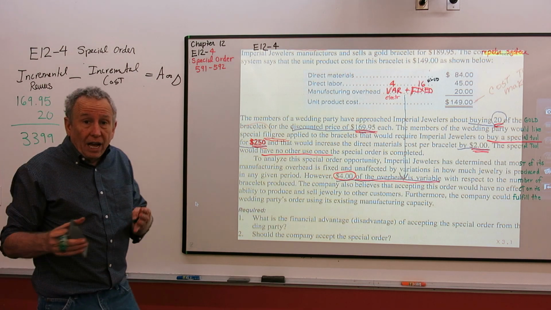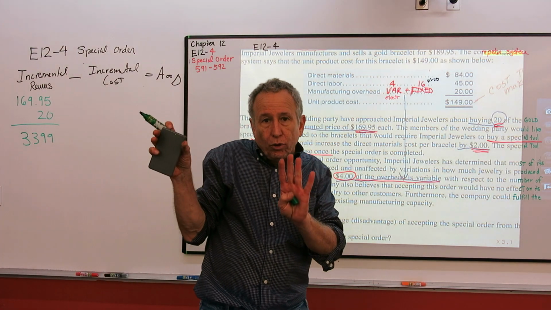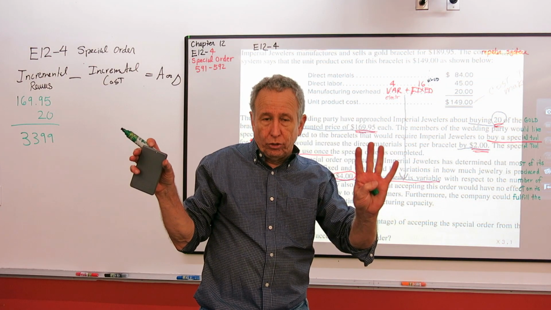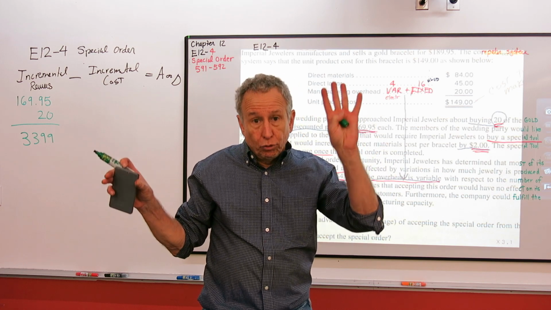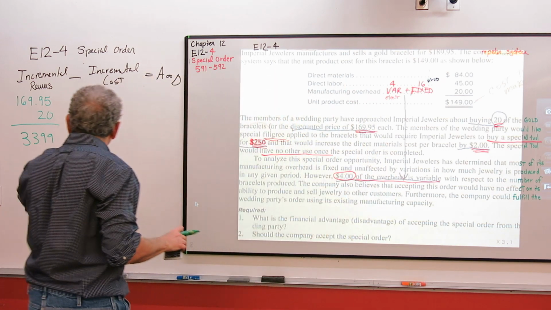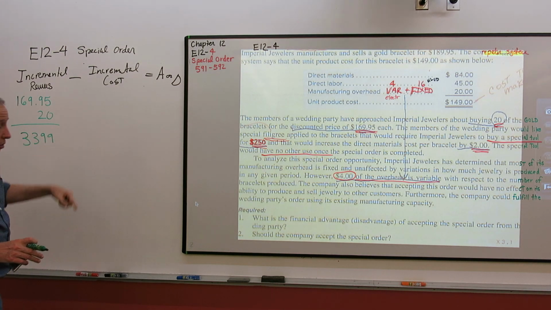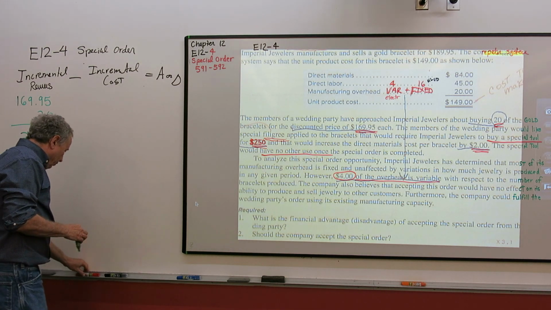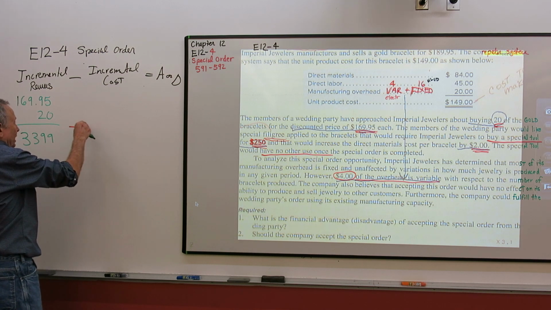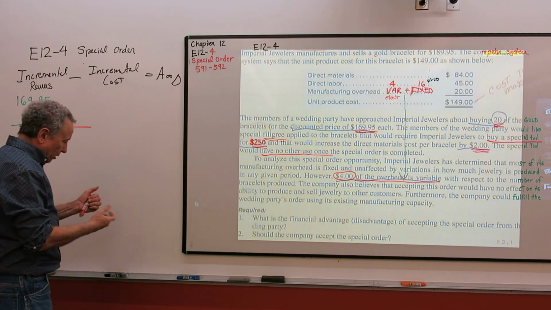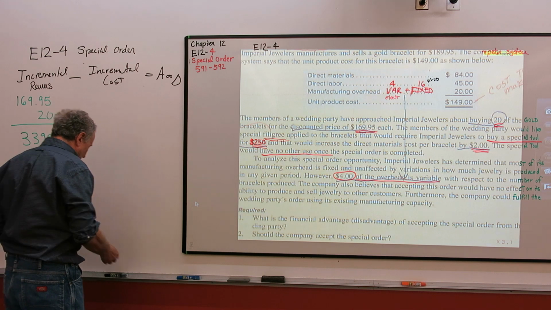If you don't take the order, or you take the order, do you see? There's two decisions here. Don't take it, and do. If you do take the order, what do you get? If you do take the order, you get an incremental revenue of $3,399. Now let's take a look at what if we take the order. What's the incremental cost?